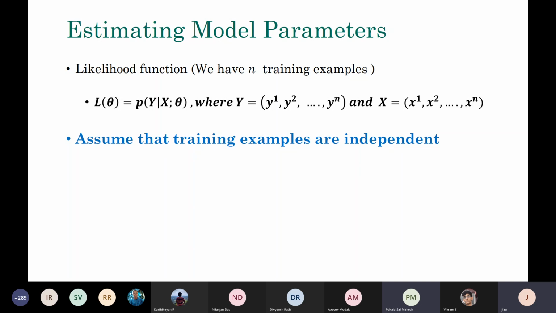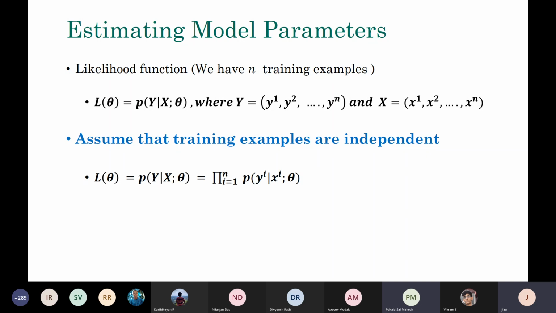If we assume that the examples are independent, then how does my likelihood function change? Now that my examples are independent, the joint probability gets converted into the product of the individual probabilities. That's the independence assumption: a product of this, this, this, and so on. For every sample you have the individual probability, and we take the multiplication of those. So this is my initial likelihood function.